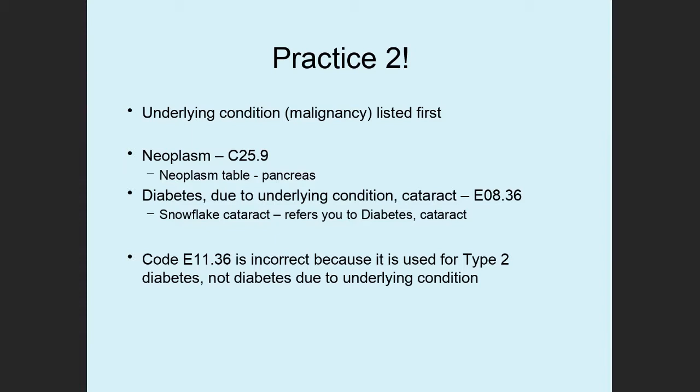Interestingly, if you look up cataract and then snowflake in the alphabetic index, it will refer you to diabetes, cataract, the E08.36 code. Now, you might have gone through this and found E11.36, but that's incorrect because that's type 2 diabetes. It's really important to keep in your mind which type of diabetes am I looking at.